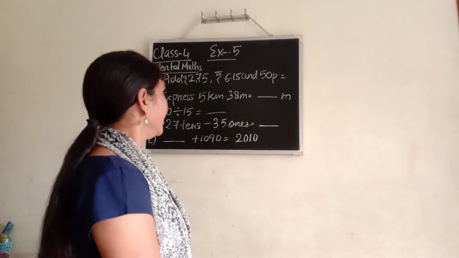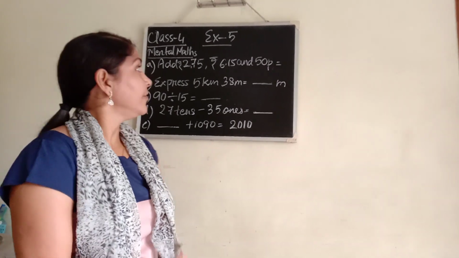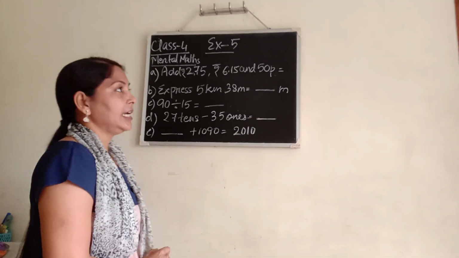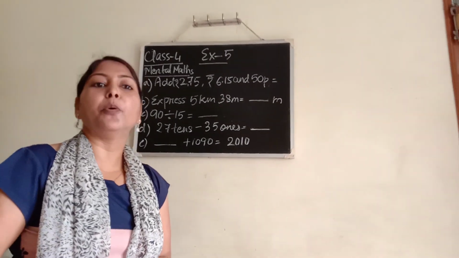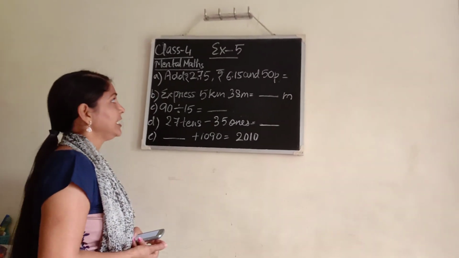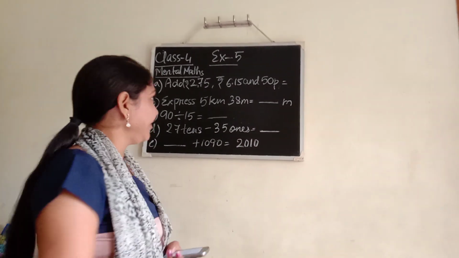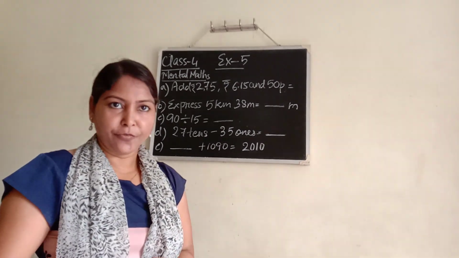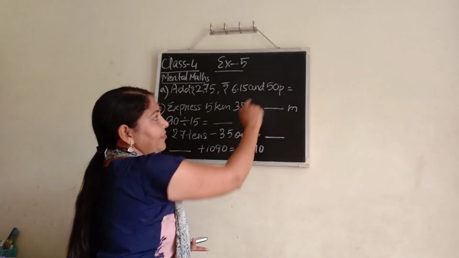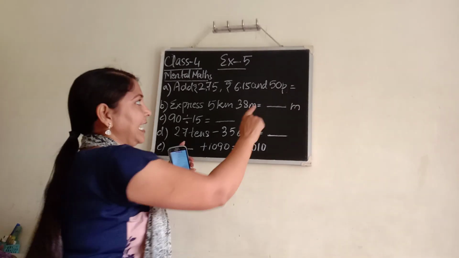Now you see on the board I have written questions from A to E from exercise number 5. Look at this first question. The first question you can see in your book also. The first question is add rupees 2.75, then rupees 6.15 and 50 paise. So you have to add all this money and get the correct answer.